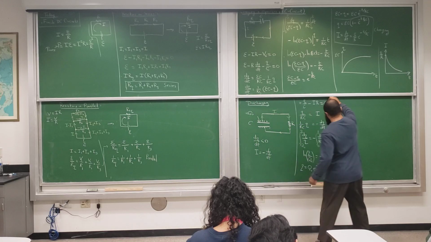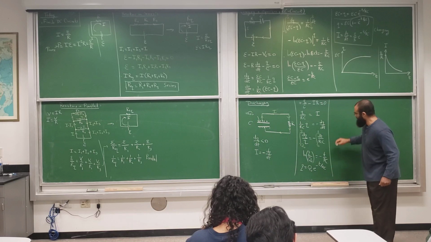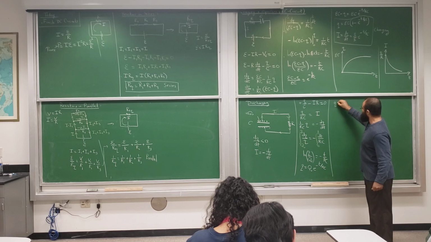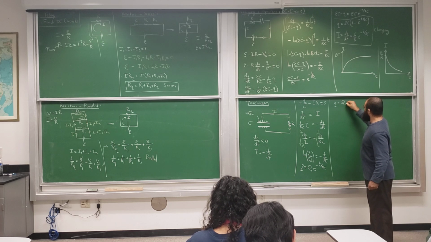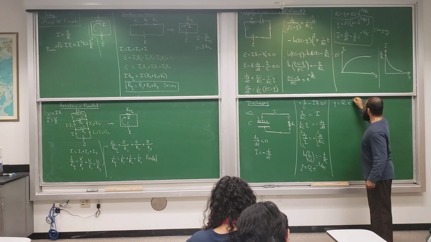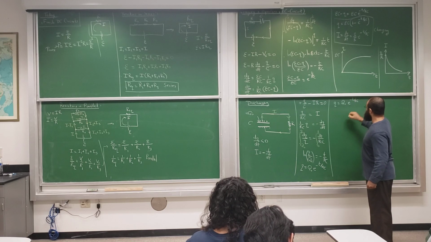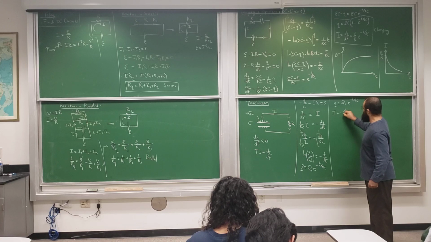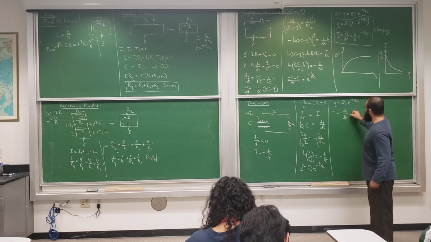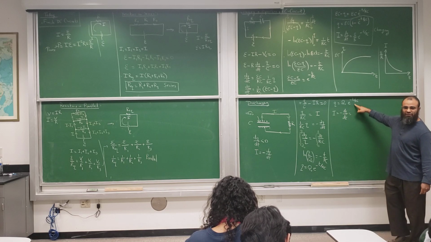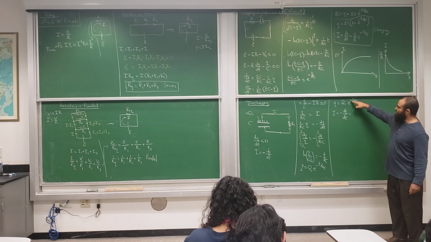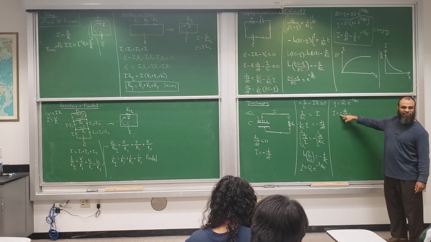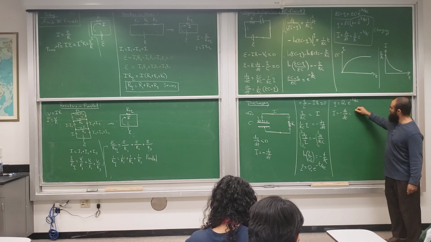Okay, so that's Q. So let's just write it. Q is. How about I? Let's take the derivative of this. Derivative will give you minus 1 over RC, right? Yeah. Now, but then a minus becomes plus. So you just have Q.